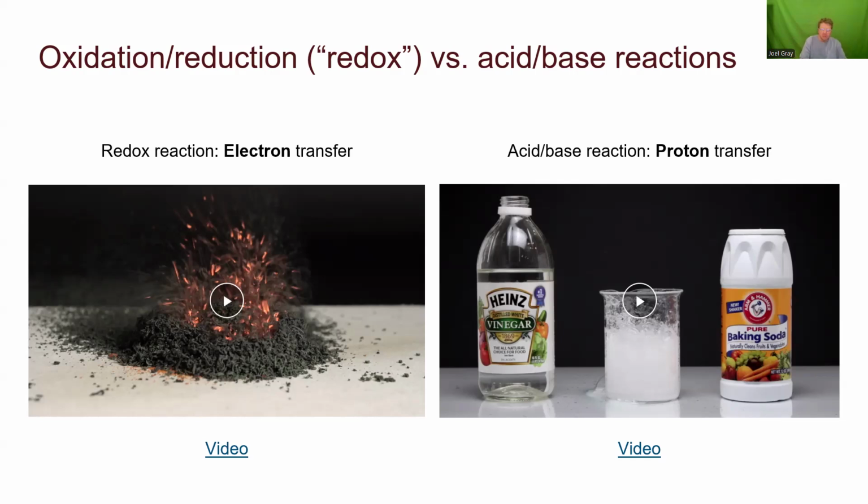The biggest difference is whenever we talk about an acid-base reaction, we're talking about movement or the transfer of a proton, so H plus. Whenever we talk about an oxidation or reduction reaction, we're talking about an electron being moved. Now, if you think about an electron, you're probably thinking about a subatomic particle. And you're absolutely right. Atoms can lose electrons and form ions.